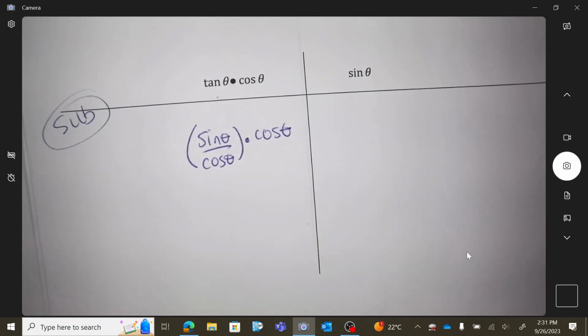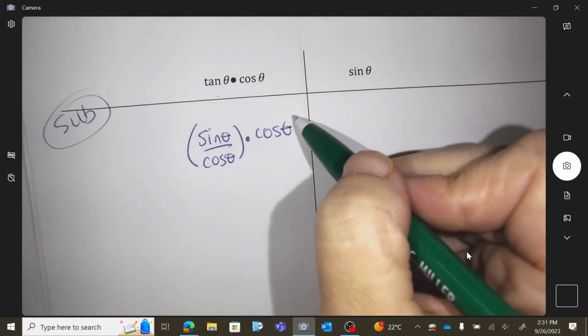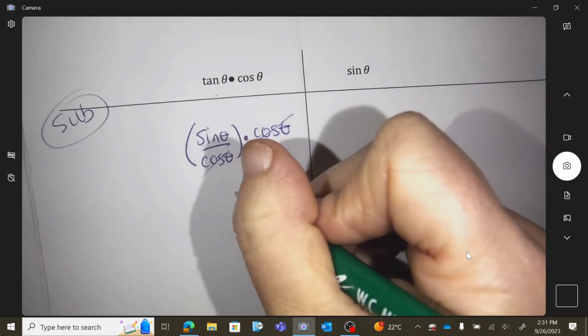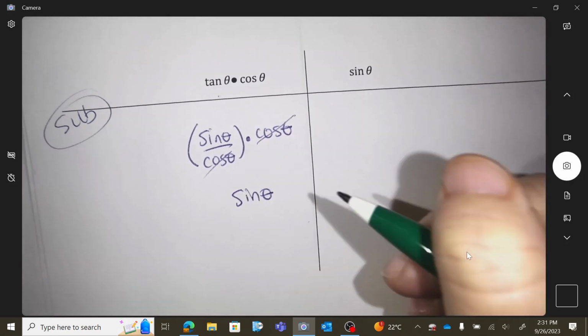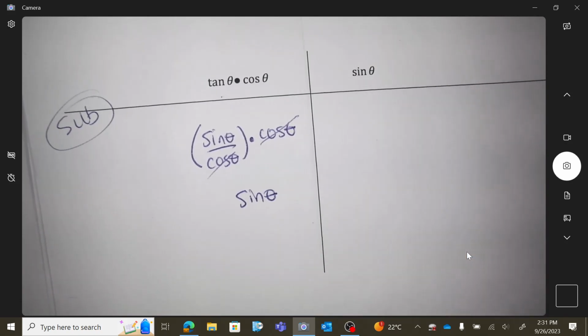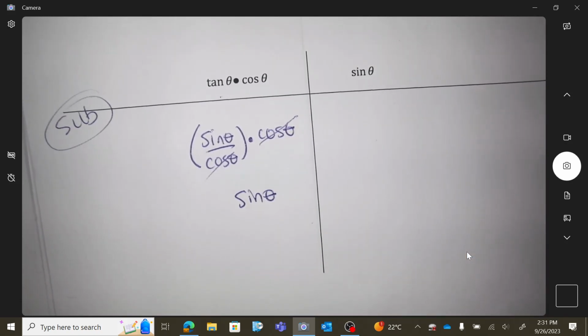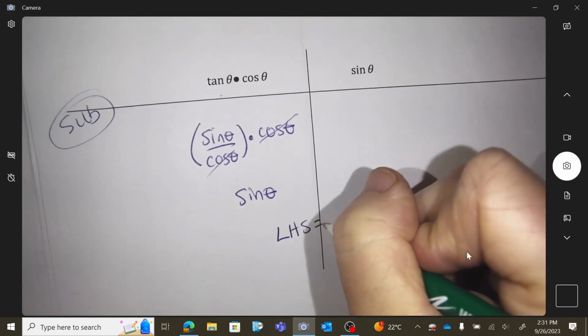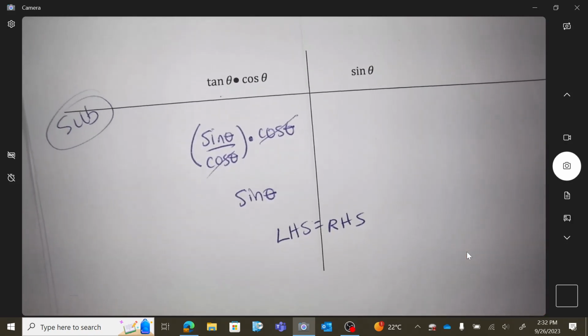Okay, I'm just going to work on this side of my chart. Then would you agree that this and this would cancel? And after they cancel, I get sine theta. Does this side look like that side now? Yeah. That means you're done. Once you've shown that they are the same as each other, you're done. So you can write left-hand side equals right-hand side.